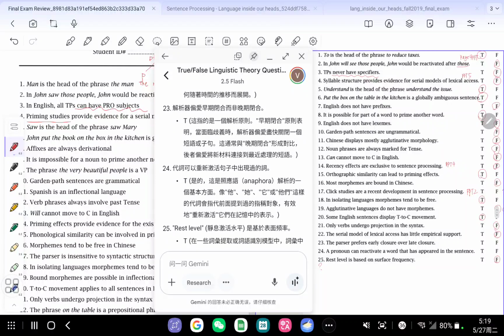23. The parser prefers early closure over late closure. True or false? False. The first one is for late closure.